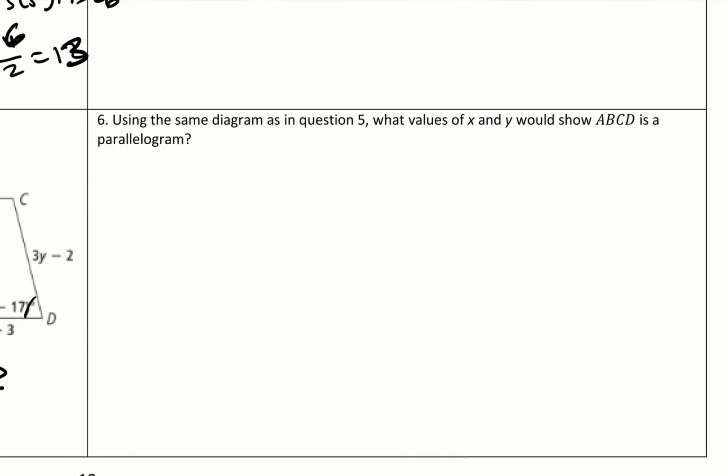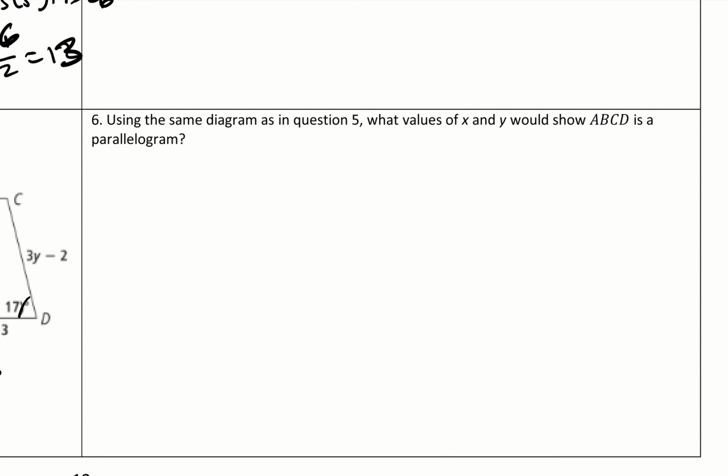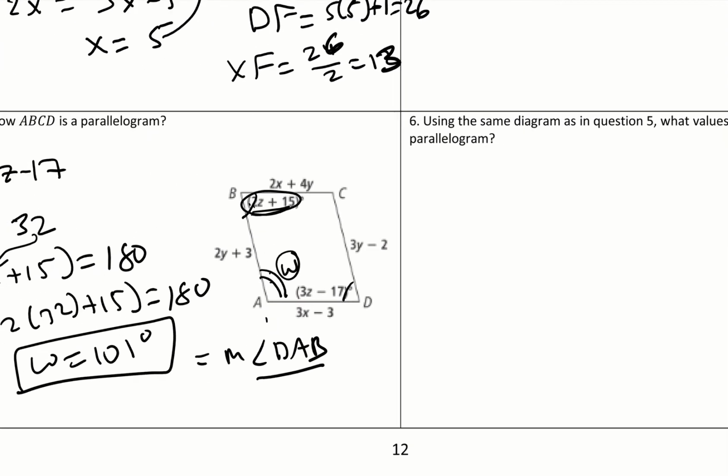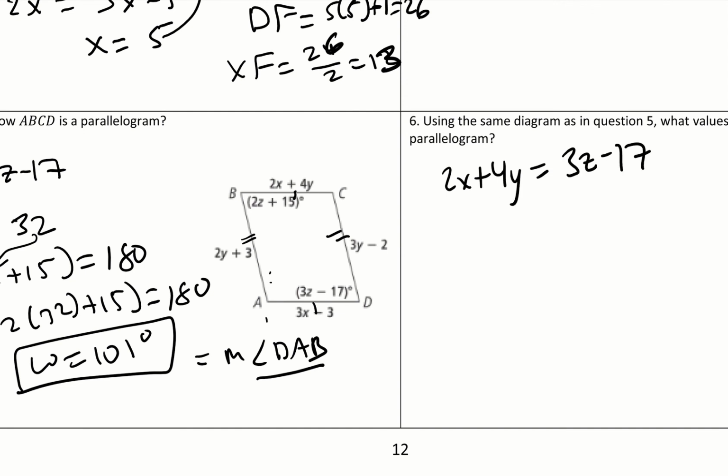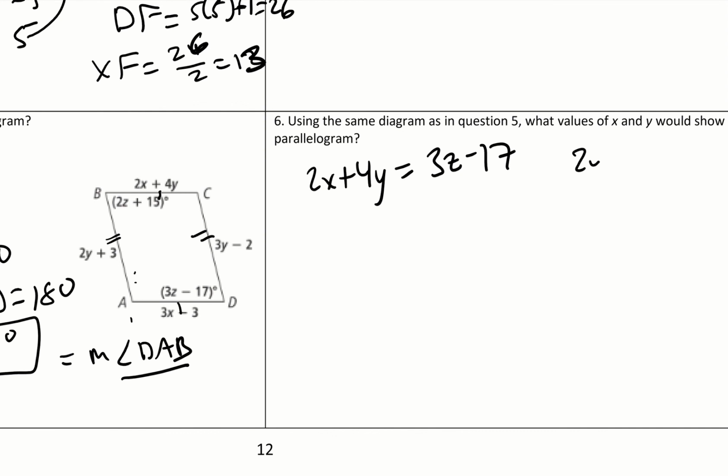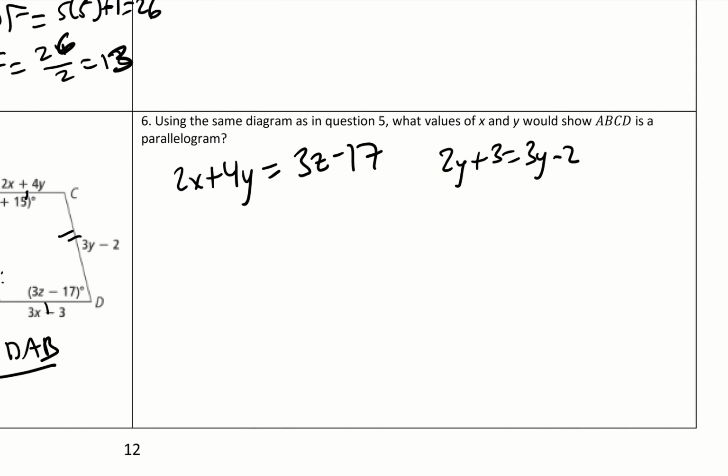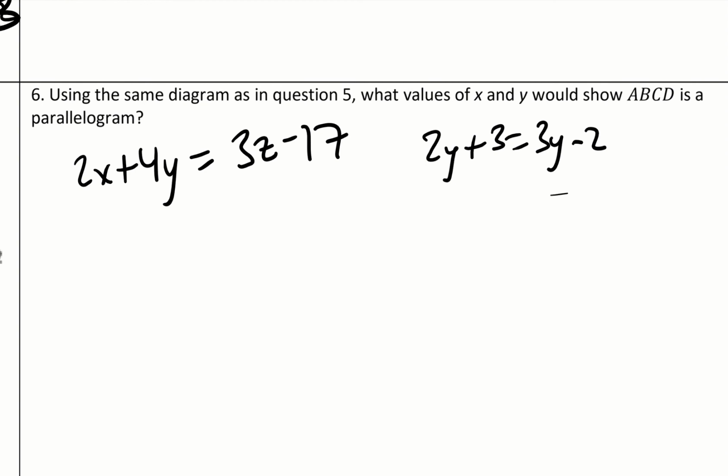All right, so number 6, using the same diagram as in 5, what values of x and y would show that it's a parallelogram? Well, if we want to show that it's a parallelogram, then that means the opposite sides have to be congruent. So let's go ahead and do that. These have to be congruent, these have to be congruent. So let's set up the equations. The 2x plus 4y has to be equal to the 3z minus 17. The 2y plus 3 has to be equal to the 3y minus 2. So let's solve that first. That's easier. If I solve this for y, bottom line, I get y is equal to 5.